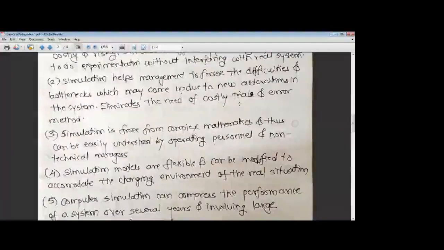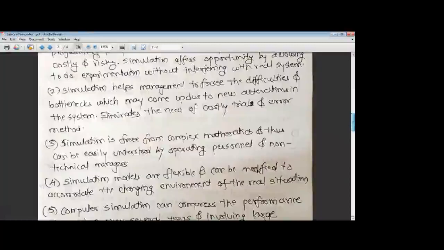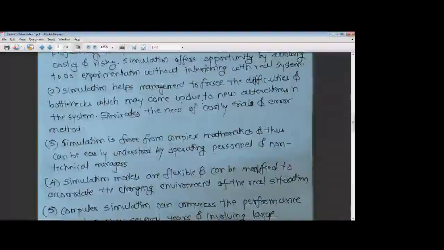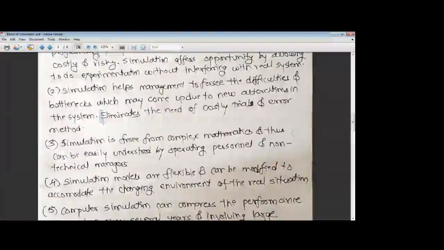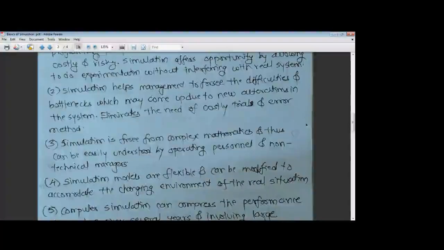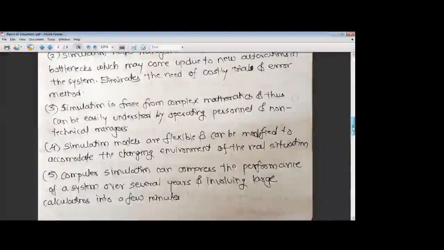So if this particular simulation technique had not been there, what would the management do? They would think, let's install this machine and then see what problems arise, and if the problems are very, very difficult to handle, we'll remove that machine and handle the system in the previous manner only. But that will be a costly affair, and it will require more trial and error. So this method happens to be costly, and the simulation will eliminate the need of doing costly trial and error combinations, right? So I'm hoping you have understood this.